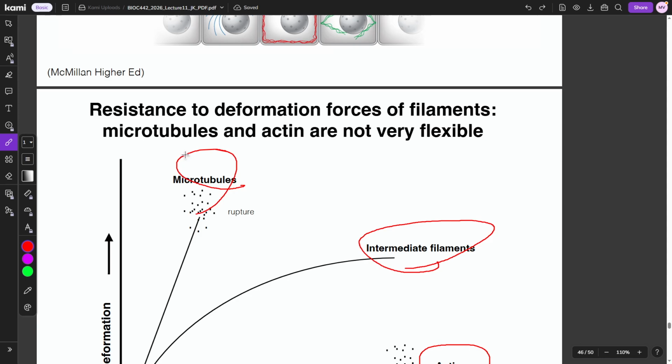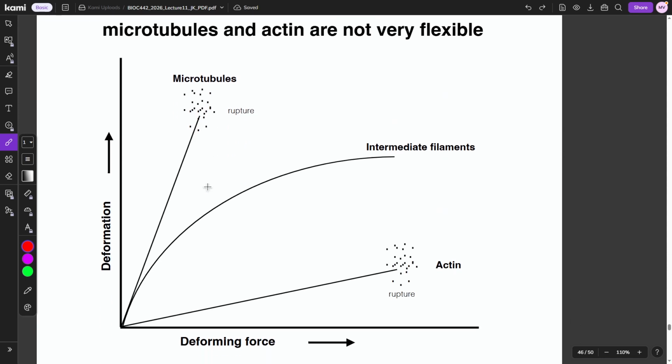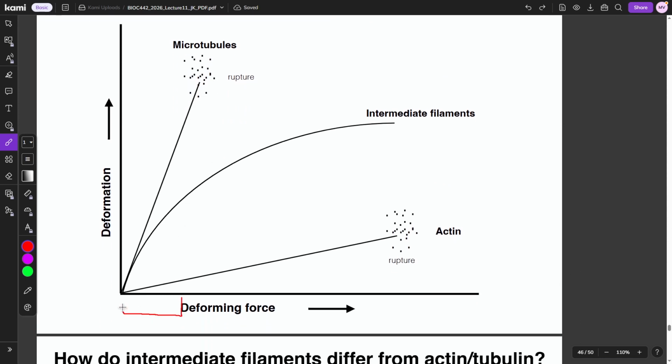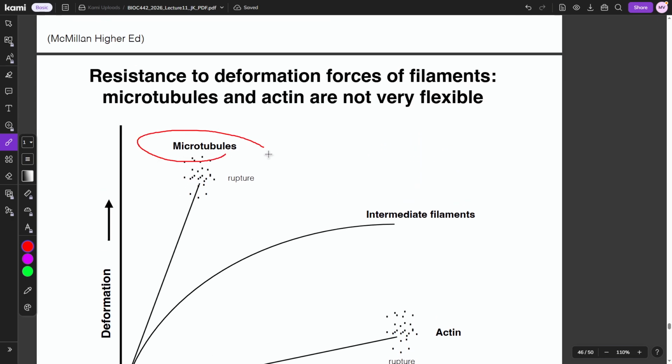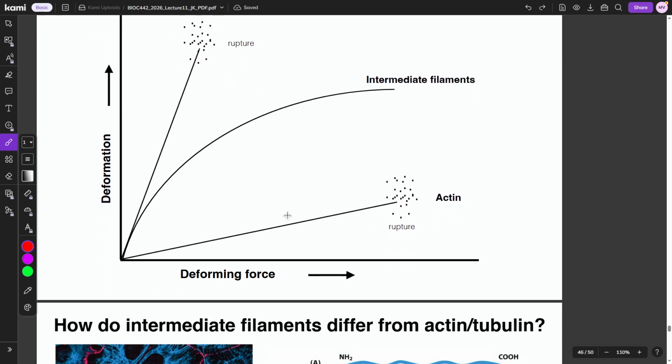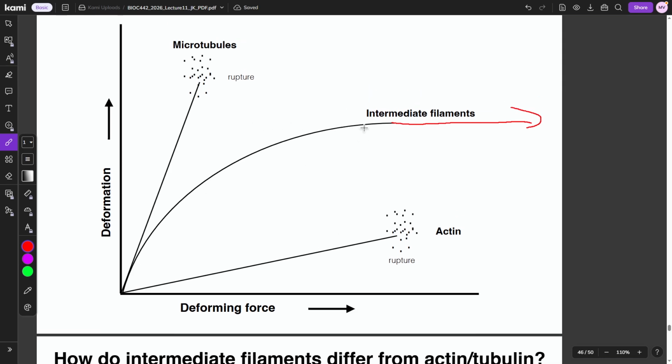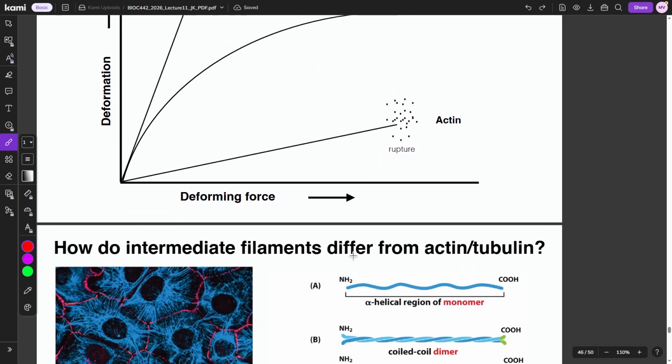And so microtubules are terrible at that, as you can see. Microtubules take no force, and they deform a lot before they rupture. Intermediate filaments can take a huge amount of force, and they will still remain only deformed to a certain extent. It seems to asymptote around here, right? Microtubules, though, rupture immediately, and then actin takes a while to rupture.